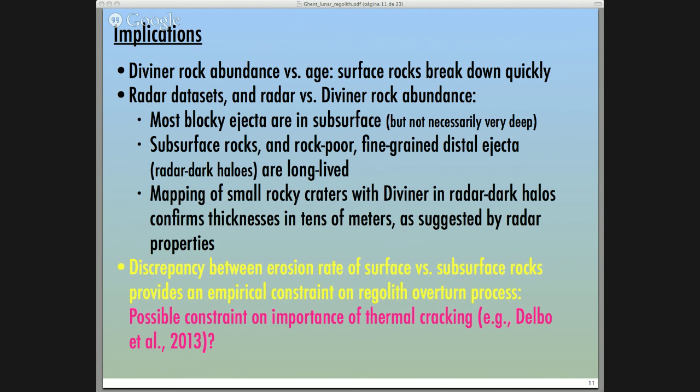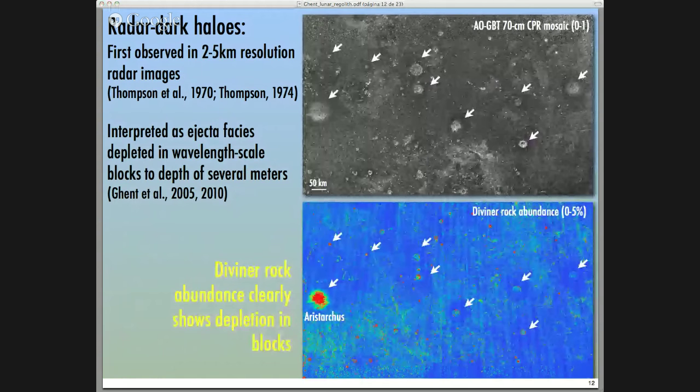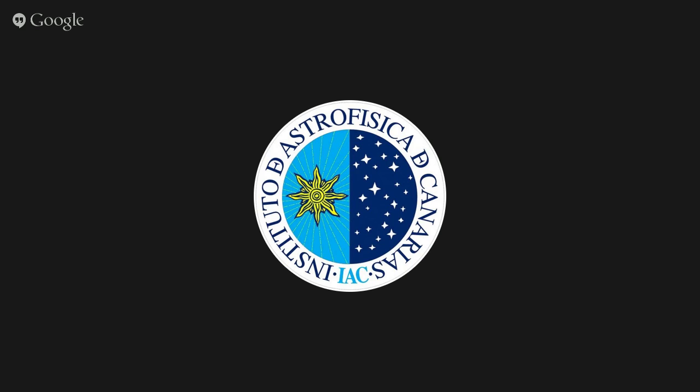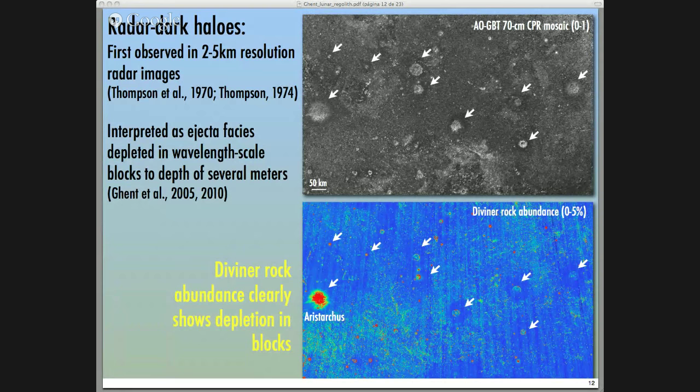Okay, so I mentioned these radar dark halos. Around many of the larger craters on the Moon, it's hard to see in this plot, but in addition to having lots of rocks in the subsurface very close to the crater, there are these huge regions, sometimes several crater diameters around the impact crater, where we see very few rocks. So there are these dark regions in CPR where we've got very few surface and subsurface rocks. If you look at the Diviner rock abundance down here, we also see the dark halos. That means that those regions have regolith with very few rocks, both at the surface and the subsurface within this ejecta region.